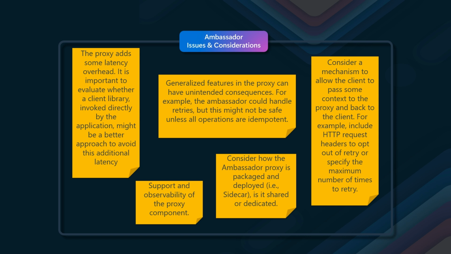Packaging and deployment. Think about how you package and deploy the proxy. The proxy can be deployed as a sidecar to accompany the lifecycle of the consuming application or service. Alternatively, if an ambassador is shared by multiple separate processes on a common host, it can be deployed as a daemon or a Windows service. Shared versus dedicated instances. So you need to decide whether to use a single shared instance for all clients or an instance for each client. This decision can impact resource utilization, performance, and isolation between clients.